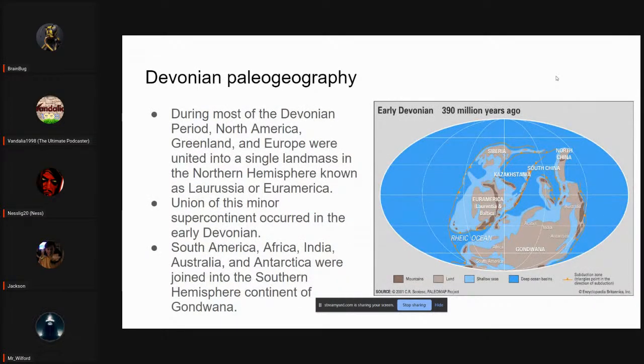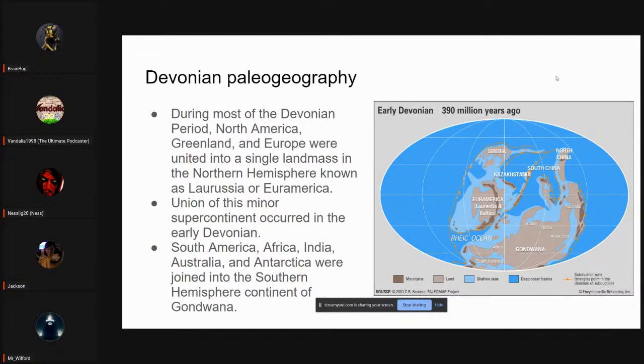So when you look at the paleogeography of the Devonian, you see a world that was very different from what we have right now. As most of the past is, yeah. But this is, you'll see why in a moment.